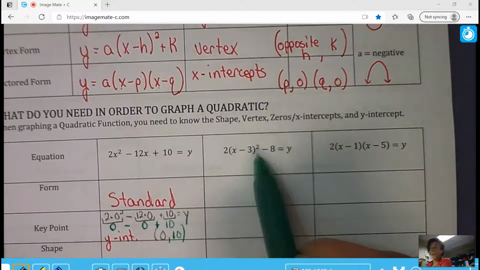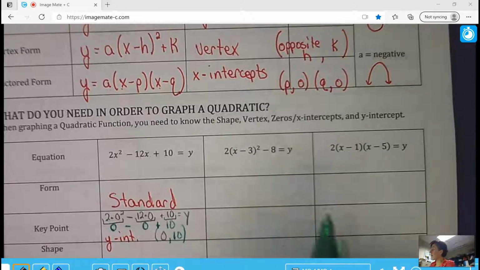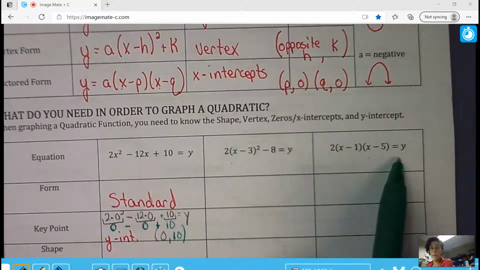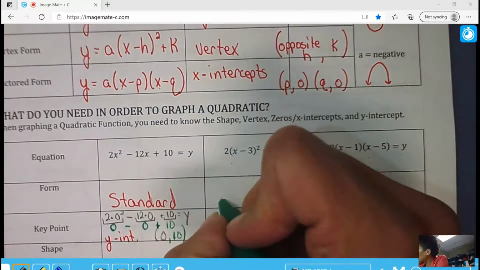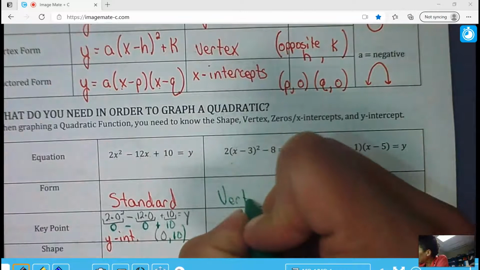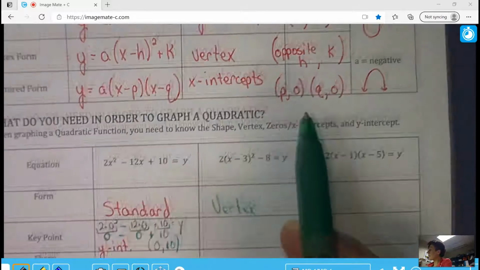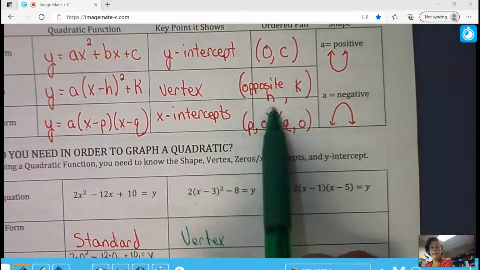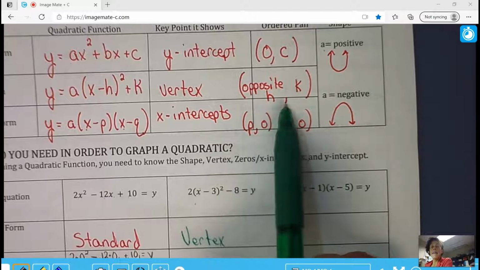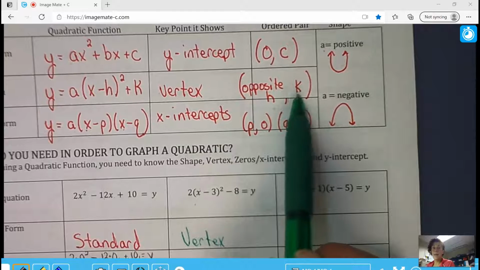The next form is vertex form. So vertex form and factor form, we've talked about this before, are very similar in the fact that they both have parentheses. But vertex form has the parentheses with the squared on it. So this is called vertex form. And up here, I told you that the vertex was going to be whatever the opposite of h was, that would be your x-coordinate. And then your y-coordinate is going to be k. And I want to show you why that works.